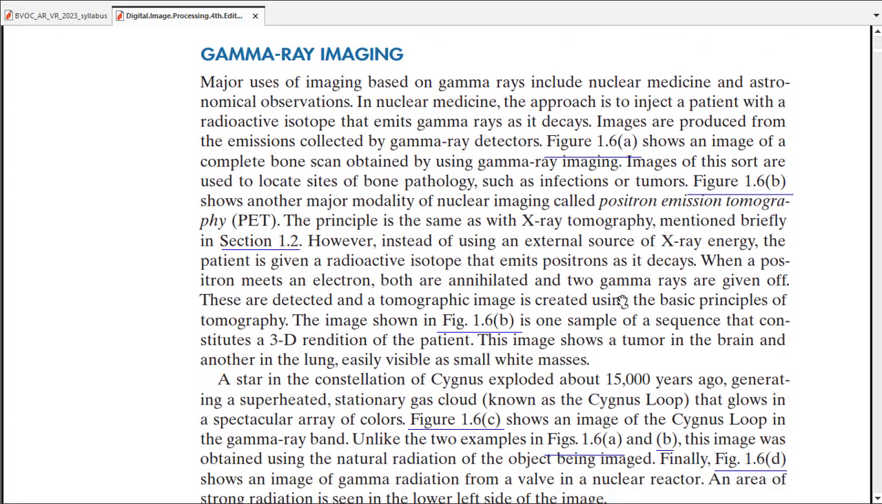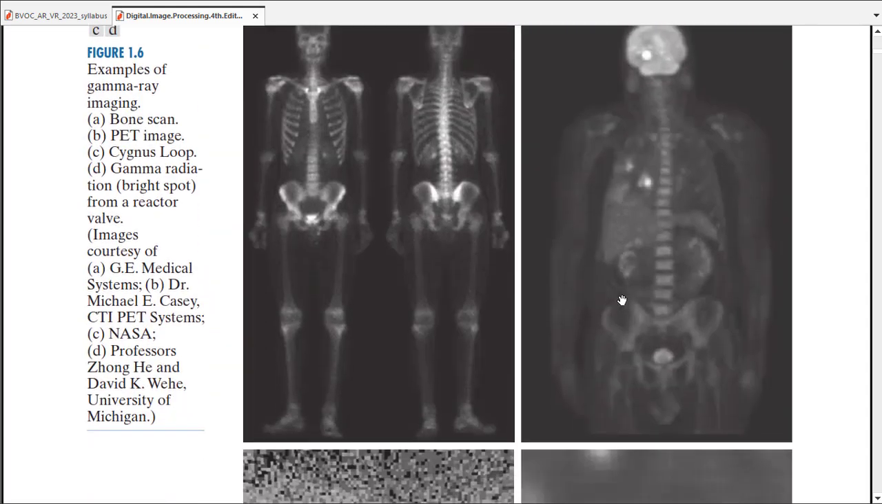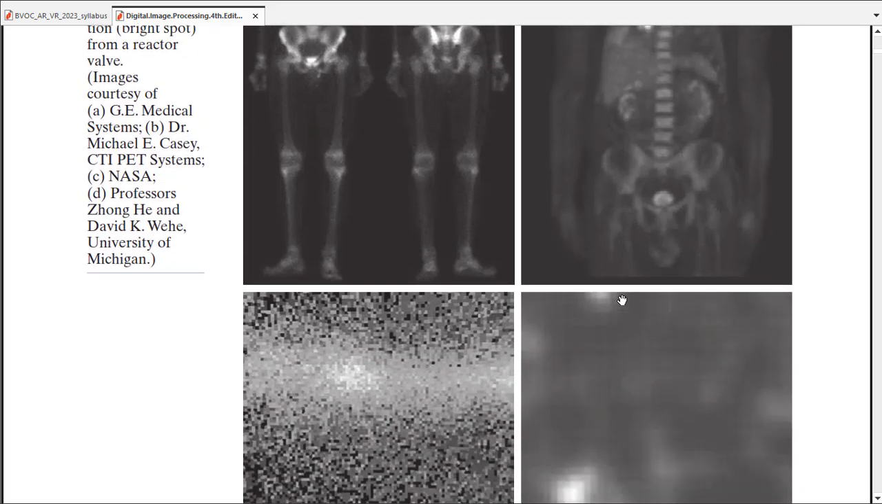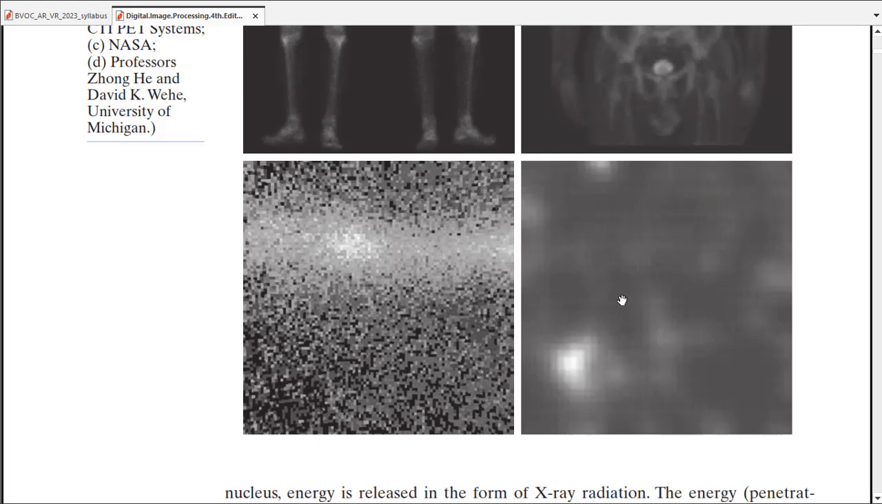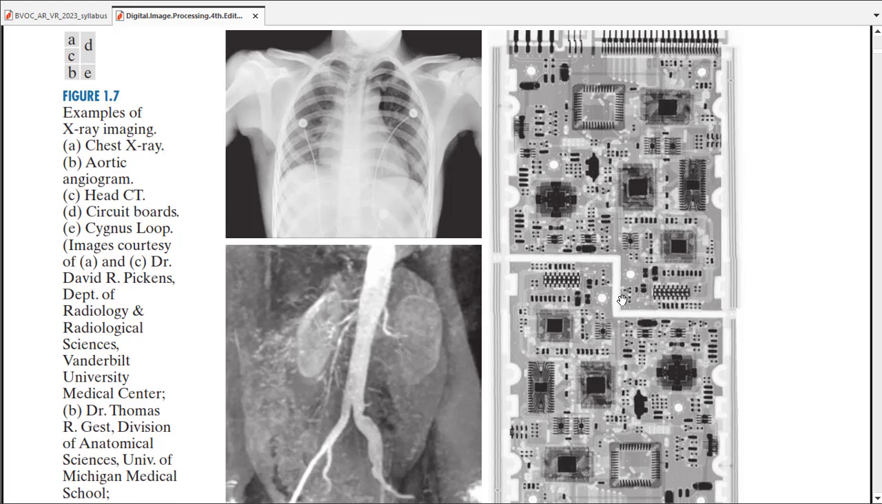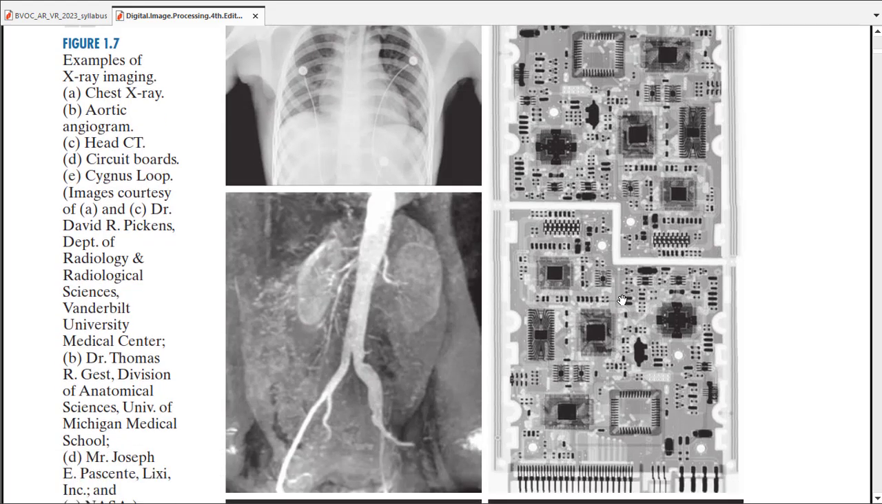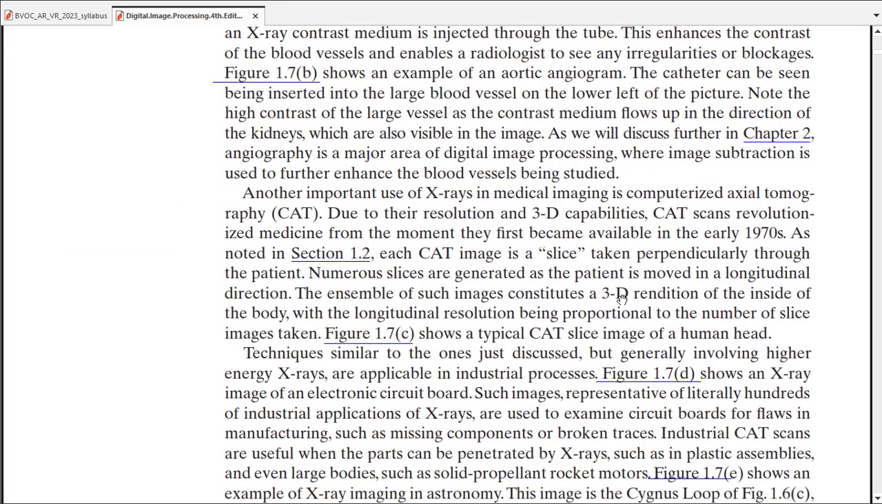So gamma ray imaging, and X-ray imaging. A particular type is positron emission tomography. The type of this is bone scan images, and also NASA and satellite pictures. Samples of X-ray imaging include chest X-ray, aortic angiogram, head CT, circuit board, and Cygnus Loop, different types of images.